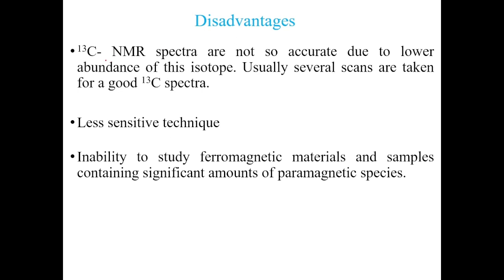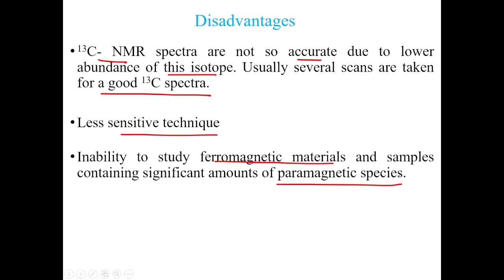Now disadvantages are that C13 NMR spectra are not so accurate because of lower abundance. Lower abundance is there because signals are 6,000 times weaker as compared to the H1 NMR spectra. As I already told, usually several scans are taken for a good C13 spectrum. It is a less sensitive technique and it is not suitable for studying ferromagnetic materials and samples containing significant amounts of paramagnetic species. If these types of compounds are present, then obviously these will affect the spectra.